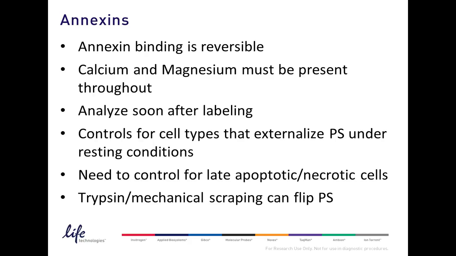And you also need to have those controls to make sure that it's truly externalized phosphatidylserine and not loss of plasma membrane integrity. And that's just reiterated: you need to control for those late apoptotic or necrotic cells. And then it's important to note these assays are primarily used for flow cytometry. I've personally done some imaging using confocal with annexins, but it is difficult to tease out a response. Flow cytometry is a much better way of looking at annexins, but it is possible with fluorescence microscopy. Because these are primarily used for flow, you've got to remember that trypsinization or mechanical scraping itself can flip that phosphatidylserine and can give you false positives.